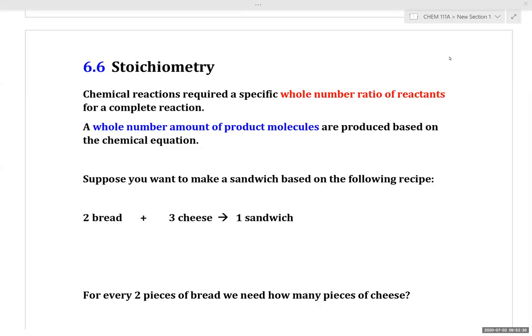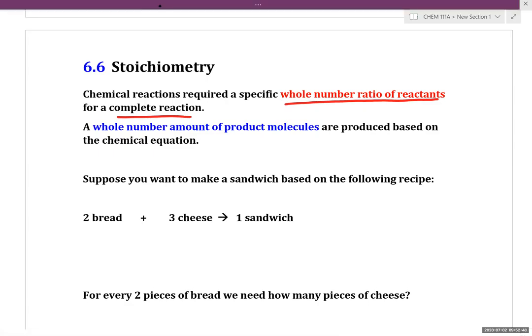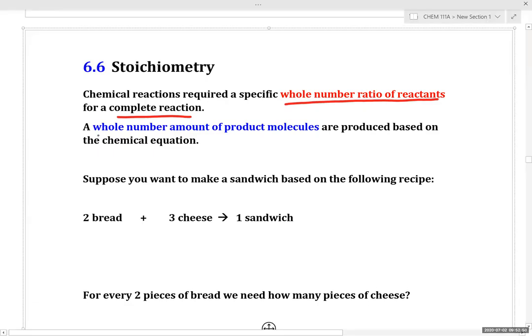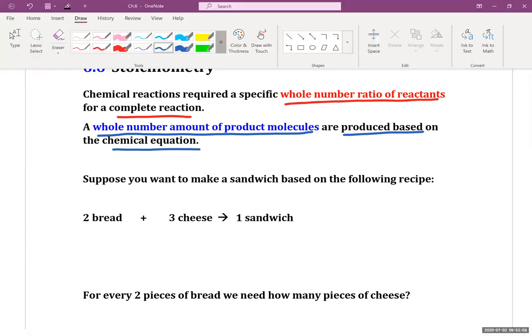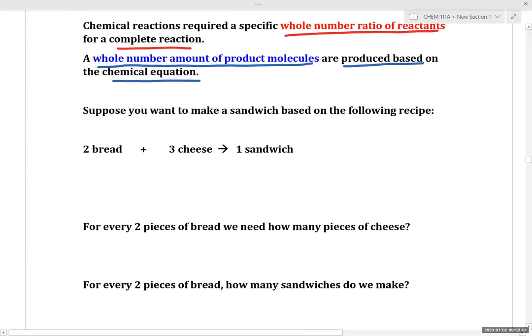Okay, so let's resume our lecture of chapter 6, and this time we're going to focus on stoichiometry. Fundamentally, when we think about chemical reactions, they require a specific whole number ratio of reactants for a complete reaction. Further, a whole number amount of product molecules are produced based on the chemical equation.